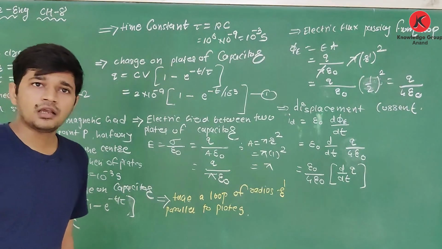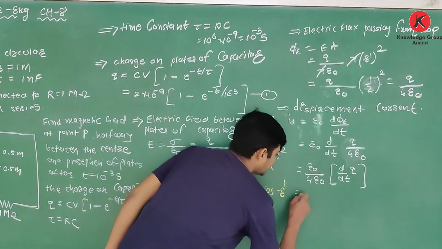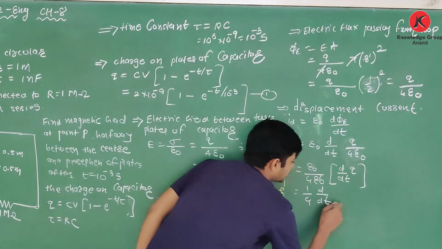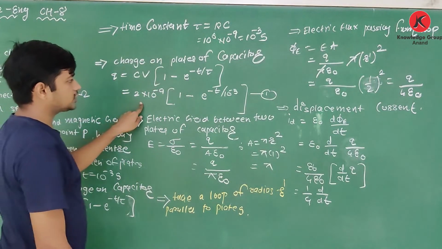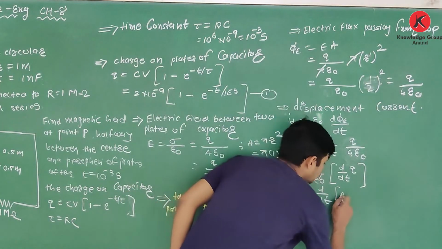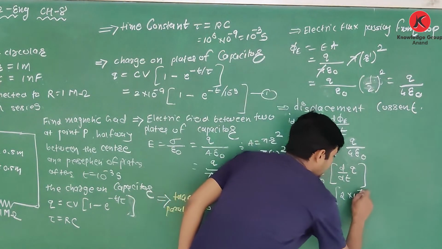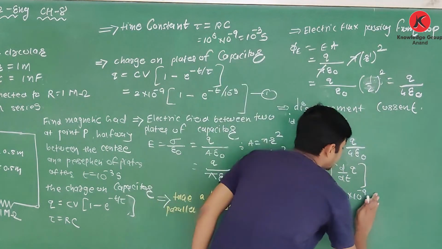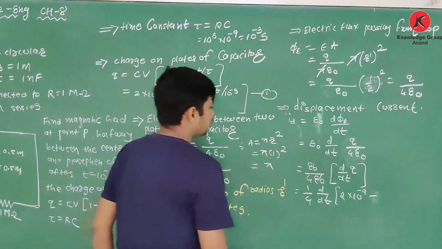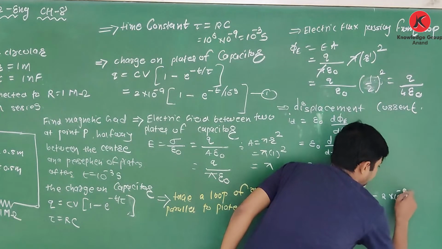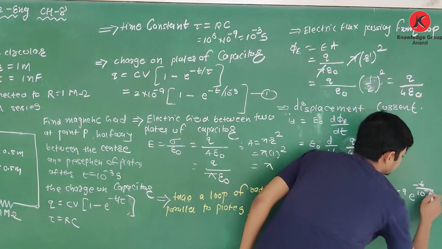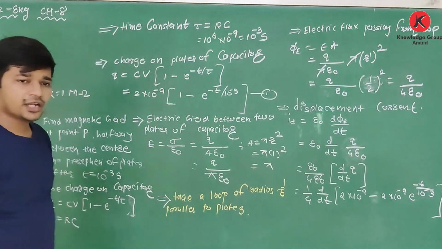Clear about this? So it is, the epsilon 0 cancels, 1 upon 4, d upon dt. What is the equation of Q? Here it is the equation of Q. Q means 2 into 10 raised to minus 9, and I am multiplying this equation inside, minus 2 into 10 raised to minus 9 e raised to minus t divided by 10 raised to minus 3. Simple? Okay, now we have to differentiate.